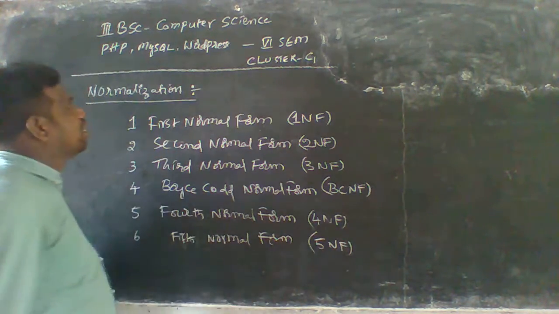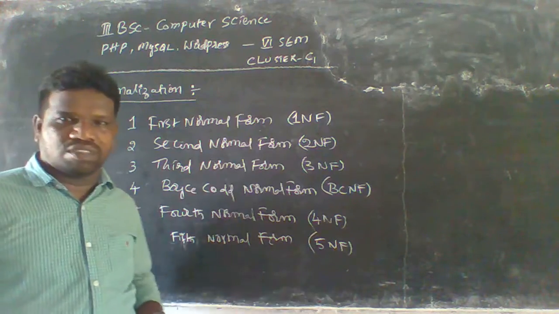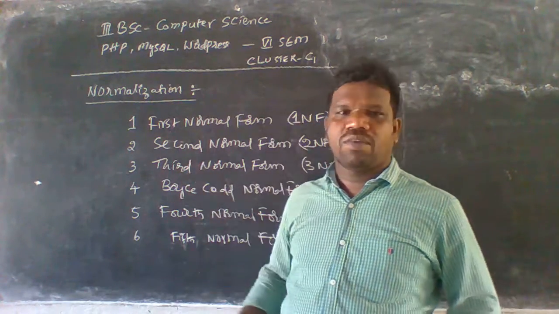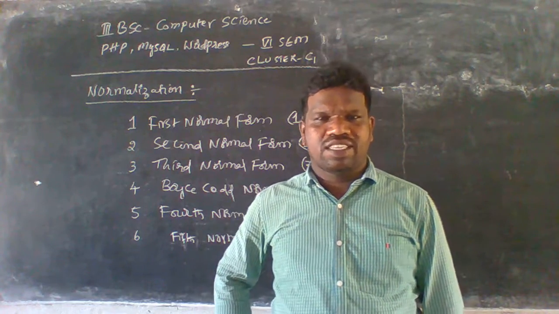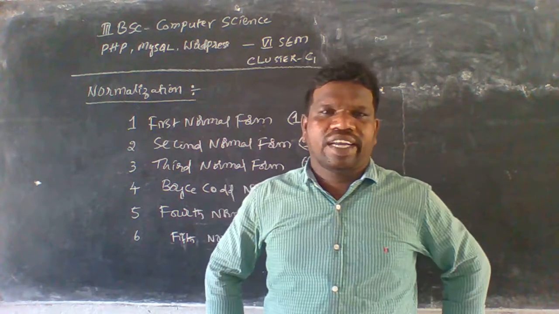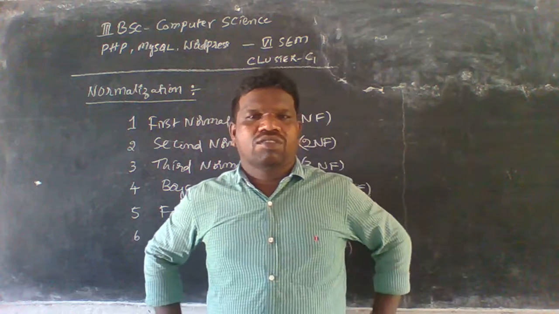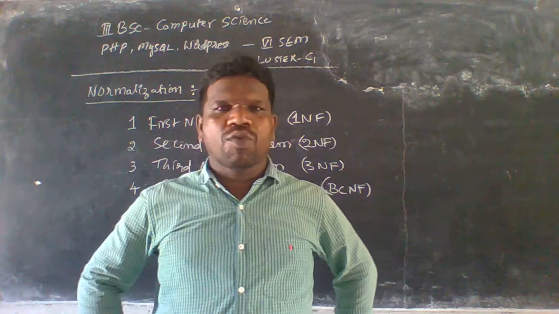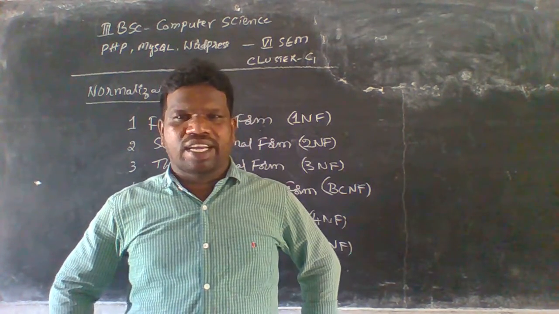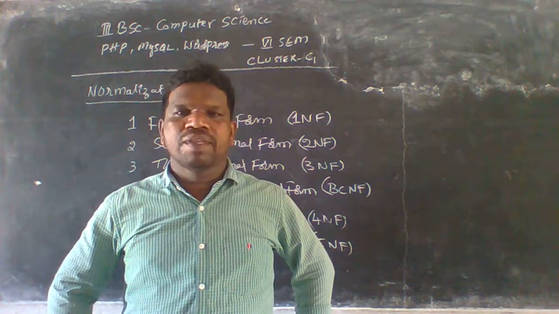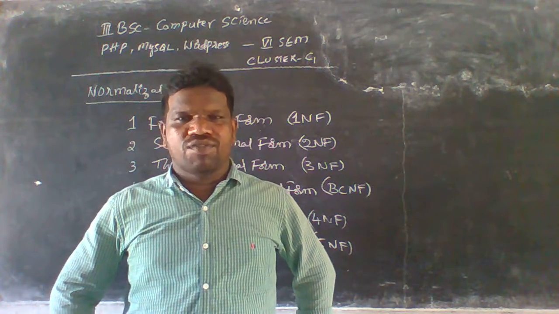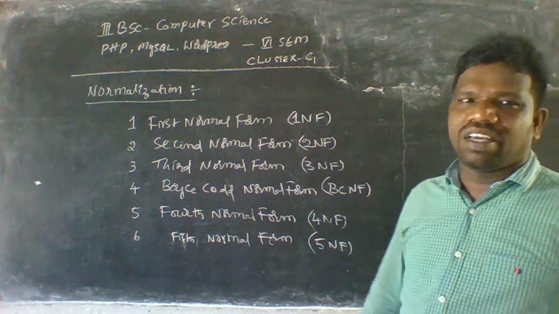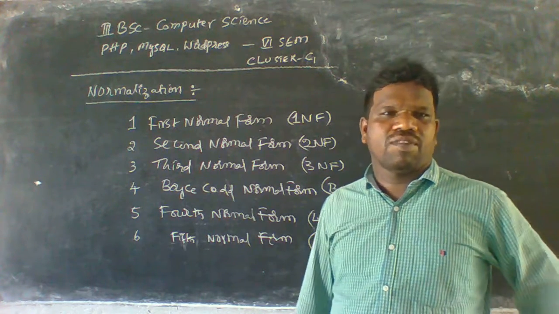So these are called the normalization forms. Using these normal forms, we can define normalization. Hence we can now discuss one by one: what is the first normal form, what is 2NF, 3NF, BCNF, 4NF, and 5NF, which means fifth normal form.